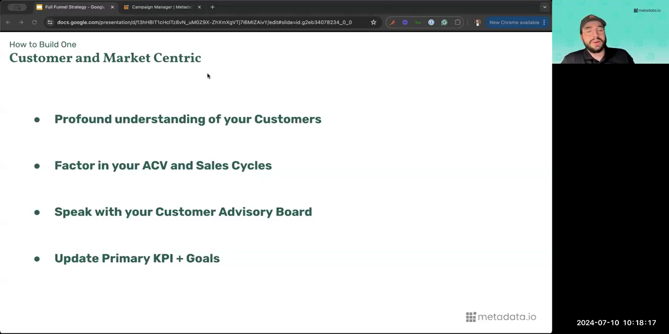And so if you have a higher ACV, it's a bigger decision. And if you have a longer sales cycle for a number of reasons, industry, complexity, ACV as well, you need to factor that in when you talk about your full funnel strategy. So those are two metrics that I would first be analyzing. And then making sure you update your primary KPI and goals for each stage.